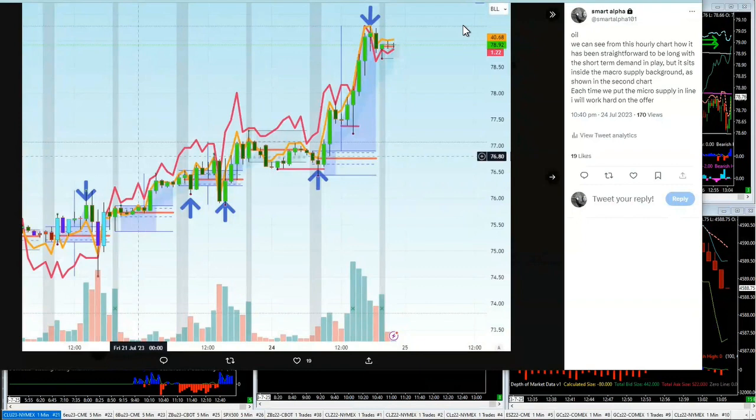You then are able to check, for example, your C vol if you're using the C vol from the CME, and you can see that it's positive, and you think to yourself, well, that's even better news. C vol's positive. I like the story. I like the idea of getting a short macro, short micro trade. And obviously what I've now got here is the conclusion. It sits inside the macro supply background as shown on the second chart. We're telling you what to be aware of. Each time we put in the micro supply in line, I will work hard on the offer. This was at 10:40 last night.